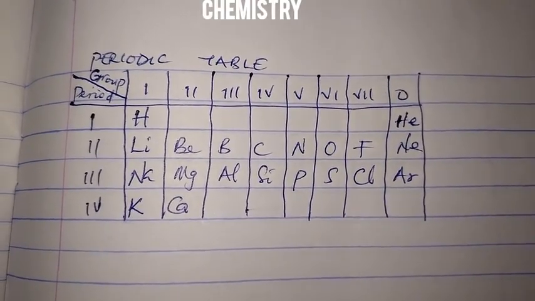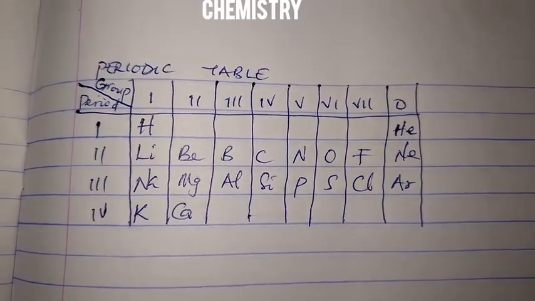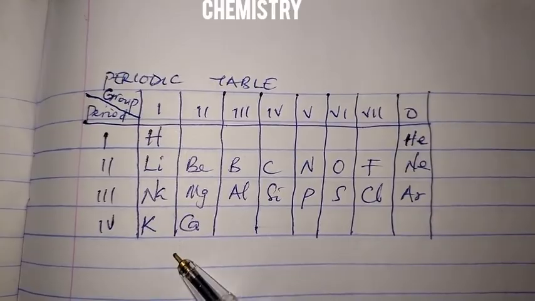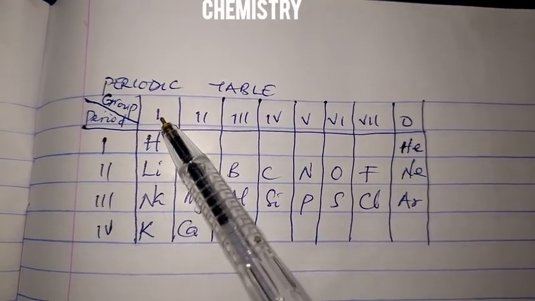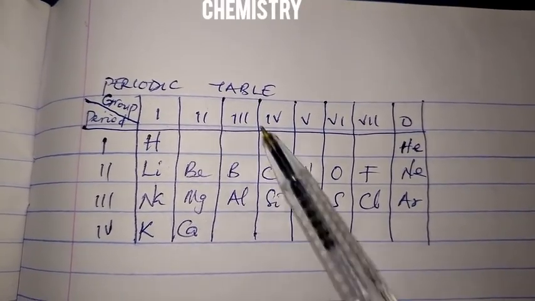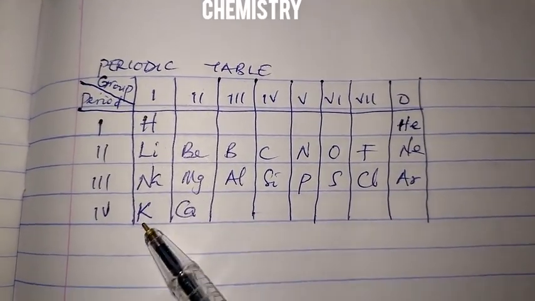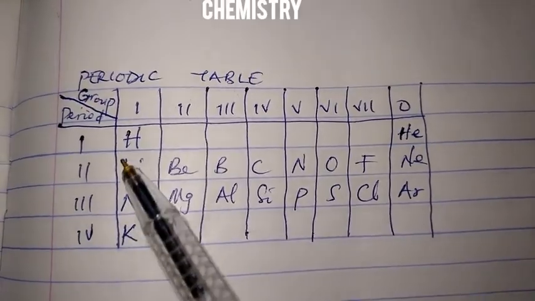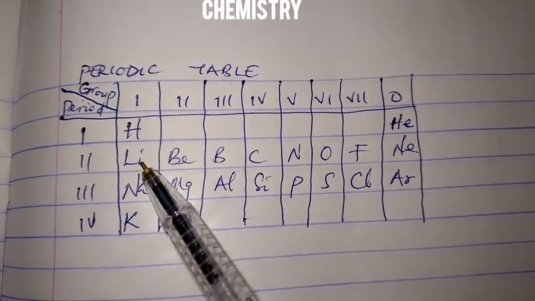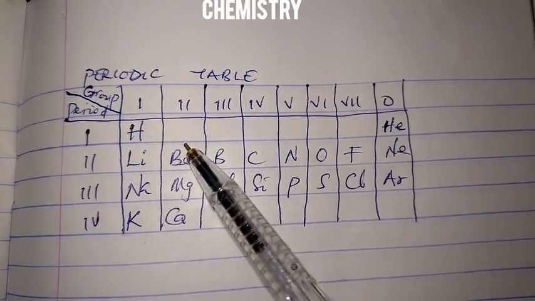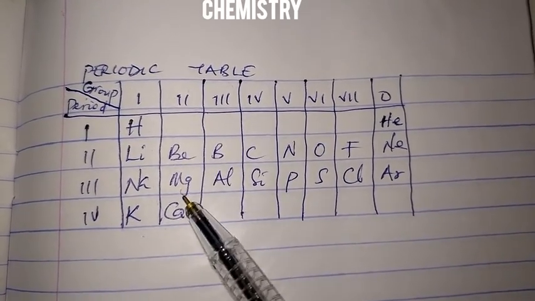Very easy to arrange. All of these elements here are called group 1 elements because they are under group 1. This is group 1, group 2, group 3, and like that. If I ask you to mention group 1 elements, you can mention hydrogen, lithium, sodium, potassium. These ones are group 2 elements: beryllium, magnesium, calcium.